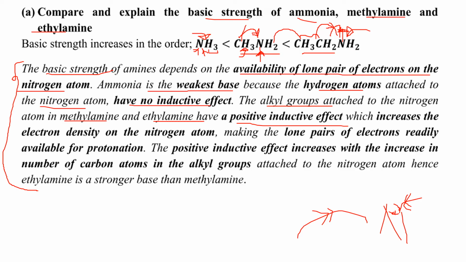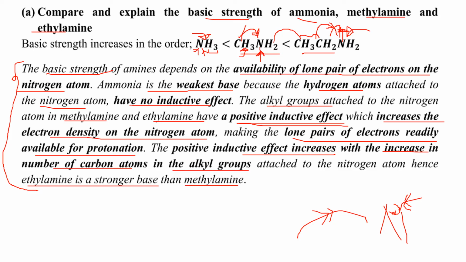And we're saying that methylamine and ethylamine have a positive inductive effect which increases the electron density on the nitrogen atom, making the lone pairs of electrons readily available to accept protons, or what you can say as protonation. Now the positive inductive effect is going to increase with an increase in the number of carbon atoms present in the alkyl groups. That means that ethylamine has a greater positive inductive effect as compared to methylamine. And therefore we can conclude that ethylamine is going to be a stronger base as compared to methylamine.